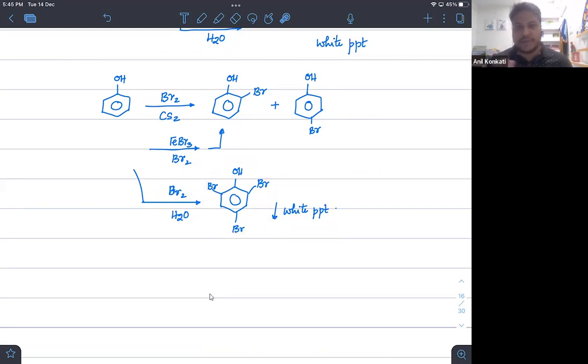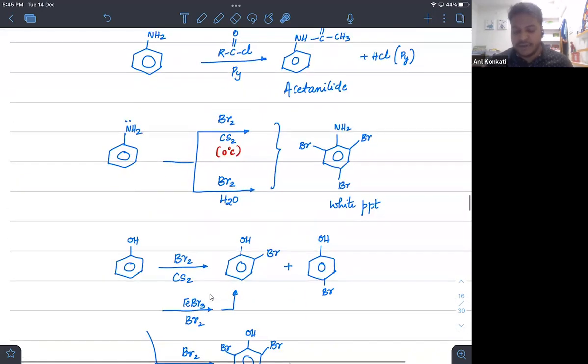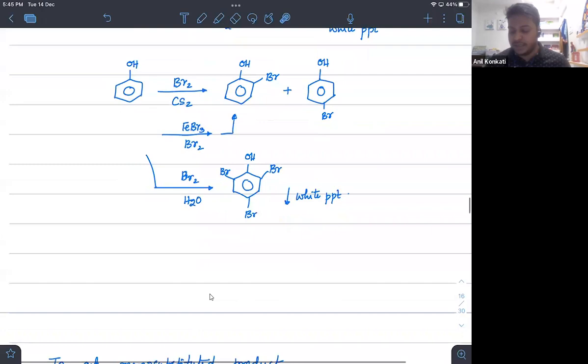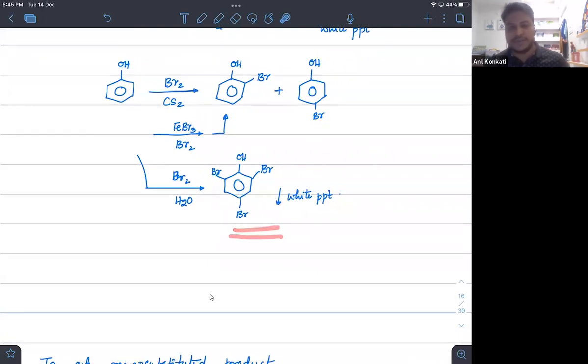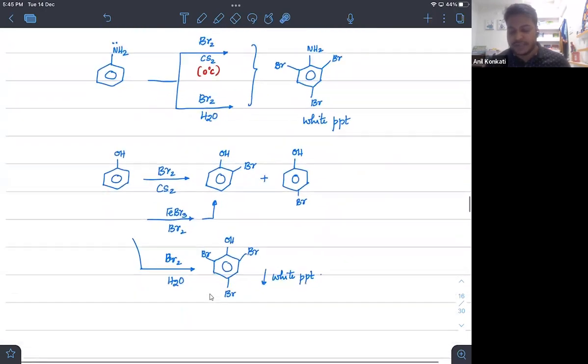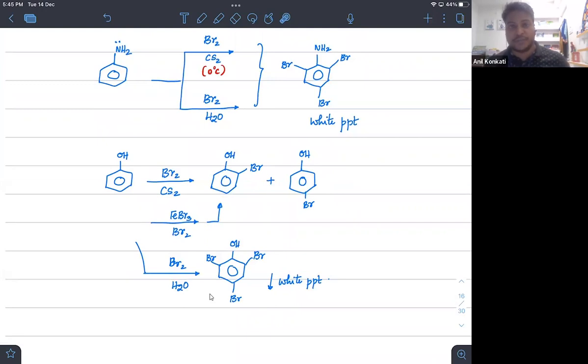So the differentiating factor between phenol and aniline is that aniline is relatively more reactive for electrophilic aromatic substitution, giving this white precipitate even in a non-polar solvent, while for phenol it is only in a polar solvent that you get this tri-substitution. I hope all of you are able to recall this. I have put the same thing in the phenols chapter also, if you recall.